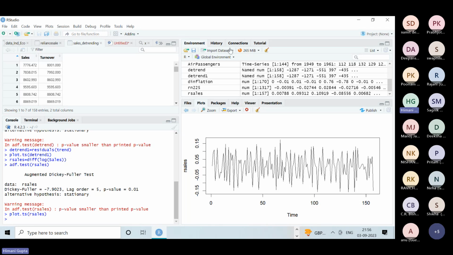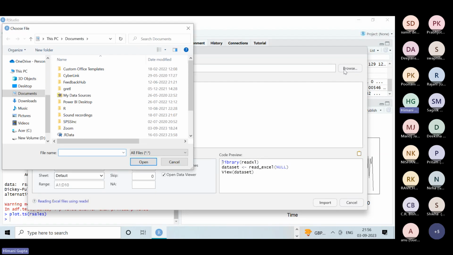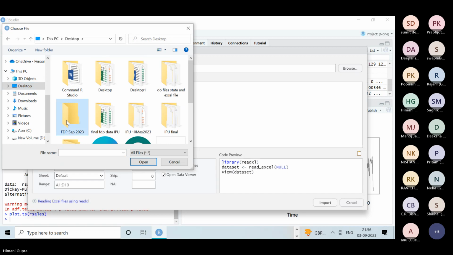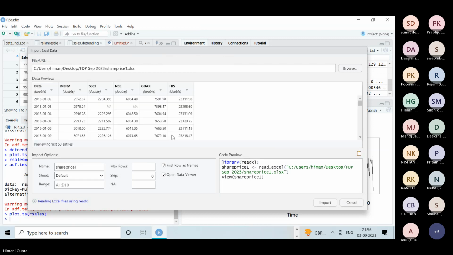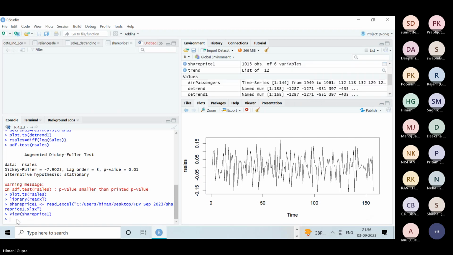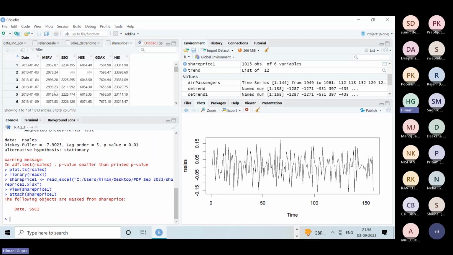Now, I have given you one data set, share price 2. After doing share price 2, I made one more data set, that is share price 1. I'll just show it to you. This is the data set. I have taken 5 different countries.